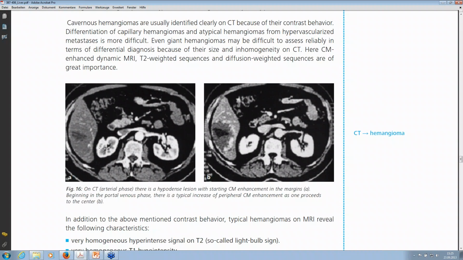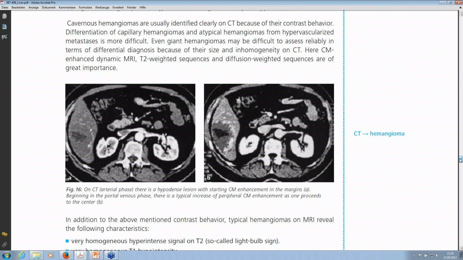You see the lesion in the right lobe, a rather large lesion, and you can see that the rim of the lesion shows very, very small hyperdense margin, and on the right you see a later phase, the portal venous phase, and there you see a typical increase of the contrast media with a centripetal enhancement, which is typical of hemangioma. So it is very important to have a dynamic investigation.